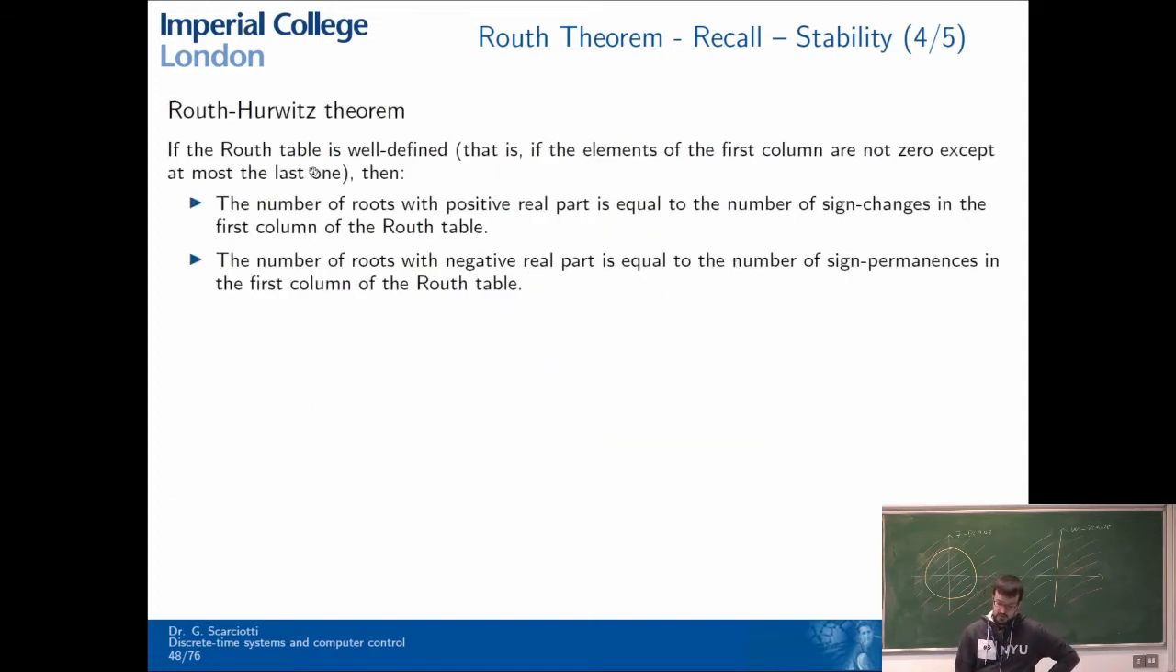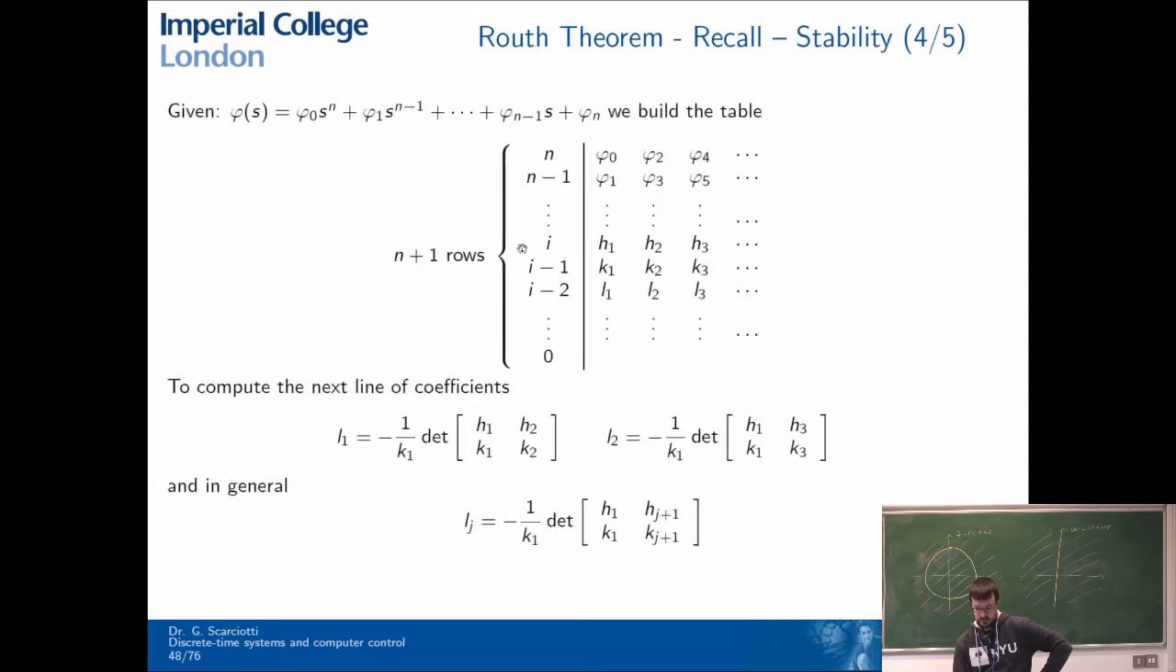Then we can use the criterion, and the criterion is the following. If the Routh table is well defined, and this means that the first column are all non-zero except at most the last element. So what we are looking at is the first column now, okay? All the information that we need is in the first column. First of all, if there is a 0 that is not in the last position, then this means that the system is not asymptotically stable.